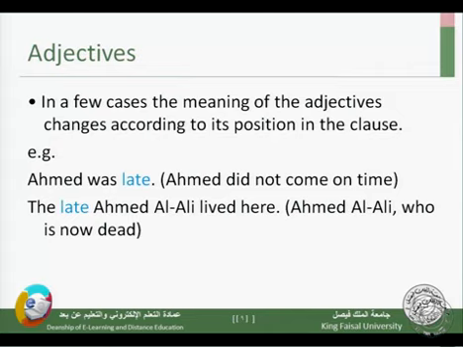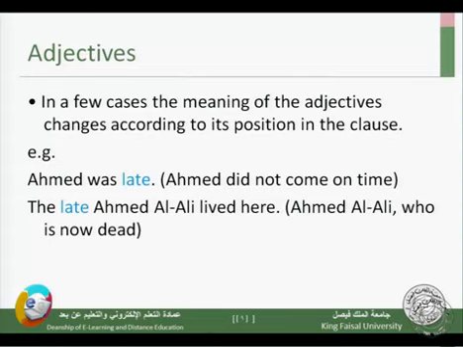In a few cases, the meaning of the adjective will change according to its position. So if it appears before the noun, it will have a different meaning than if it appears in the predicate after the noun. For example, Ahmed was late. Late in this example means that he did not come on time. So a person who is late, he did not come on time.